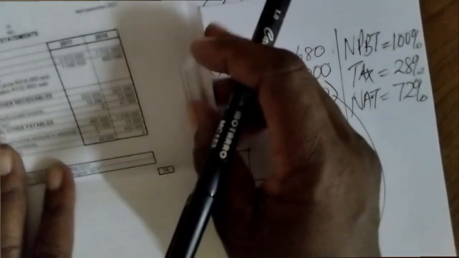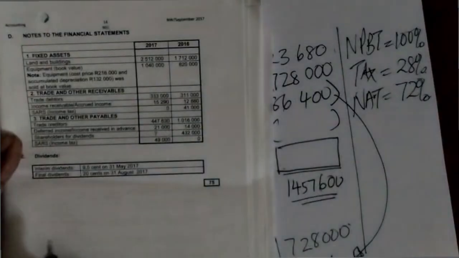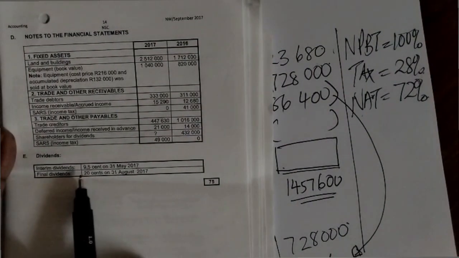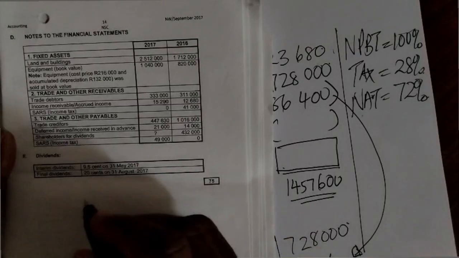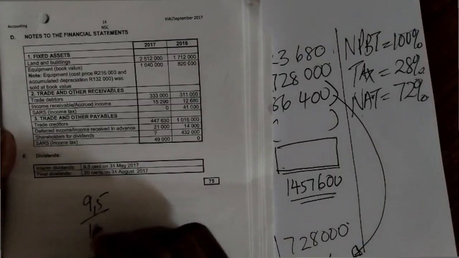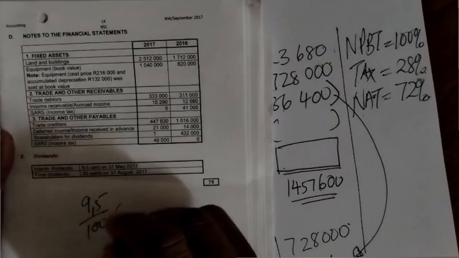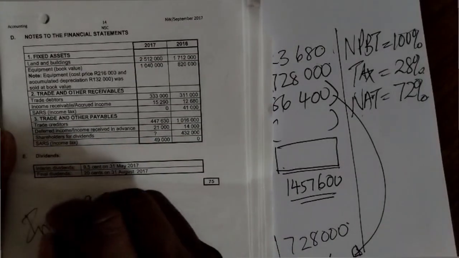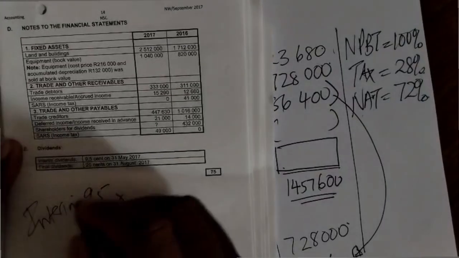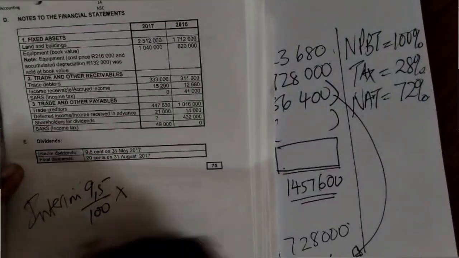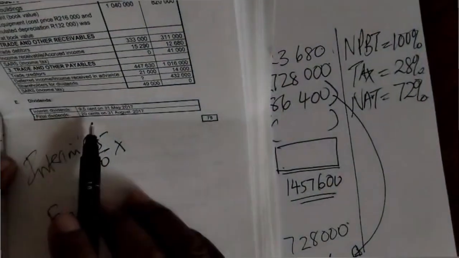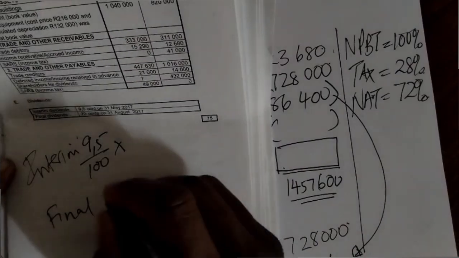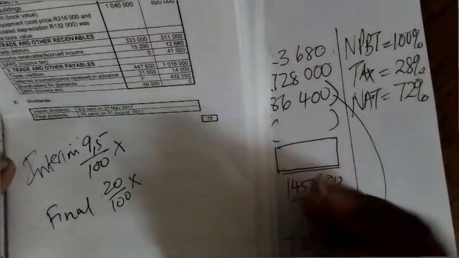Now, when you look at your dividend information, it's provided here. Your interim dividend is 9.5 cents per share, which means it's 9.5 over 100 times the number of shares. Now for your final, according to this, it is 20 cents per share. So it's going to be 20 over 100 times the number of shares.